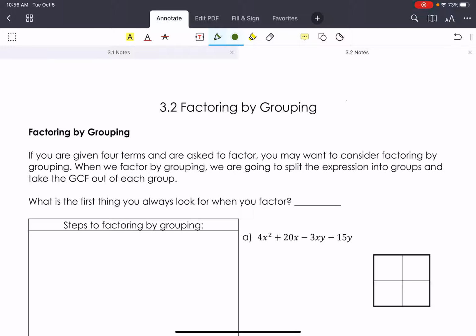Okay, so if you were given 4 terms and asked to factor, you may want to consider factor by grouping. That's what we're going to learn today. When we factor by grouping, we're going to split the expression into groups.